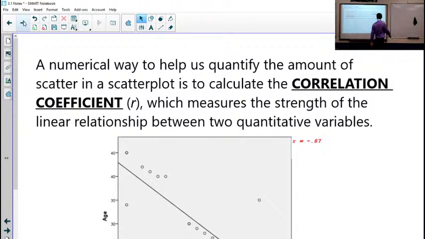Numerical way to quantify the amount of... So we talked about the strength and how strong the trend is. That was one of our measurements that we were talking about. And a way to numerically measure that is with R. And R is a correlation coefficient. We can use it to give us a strength, direction, and form quantified into one number.